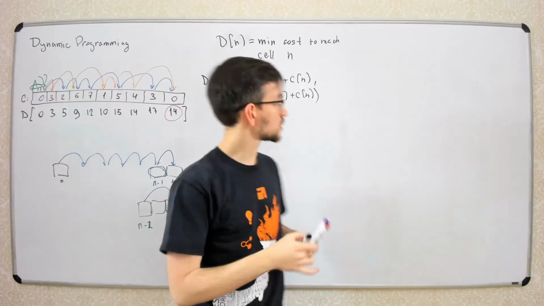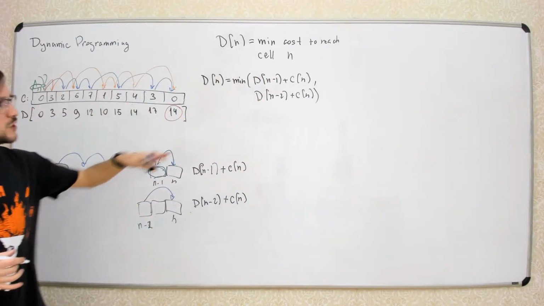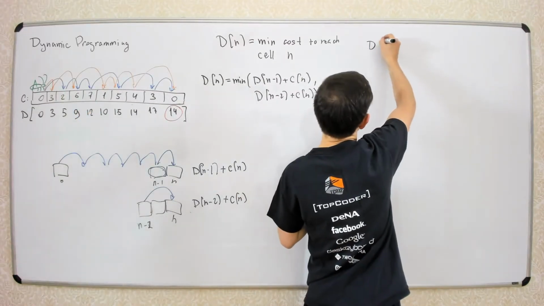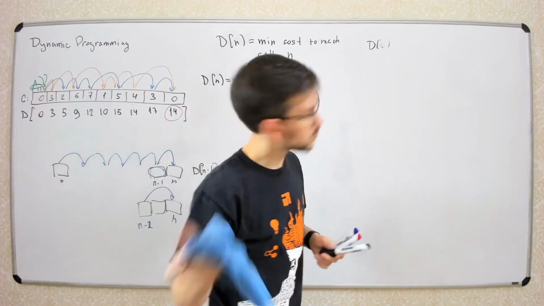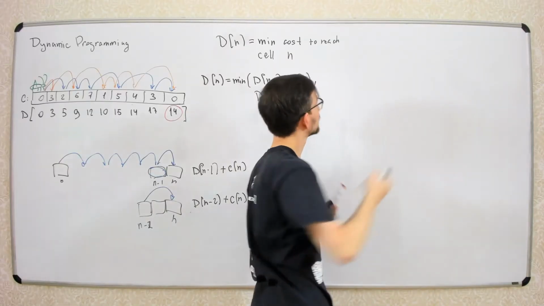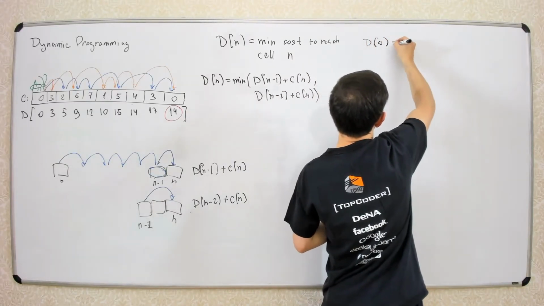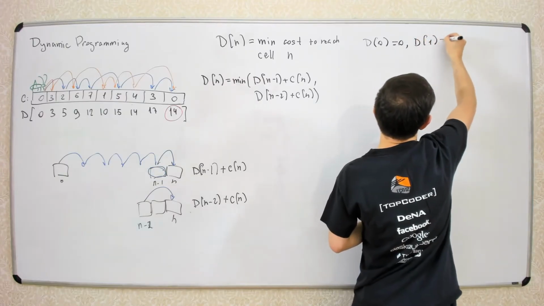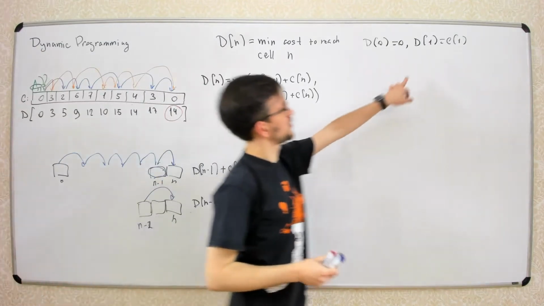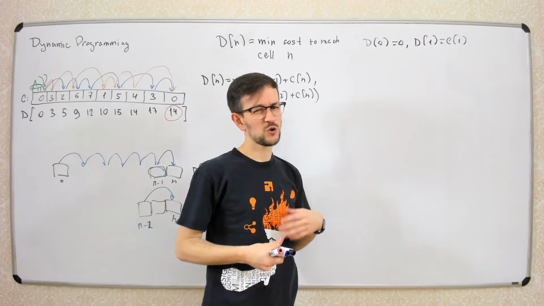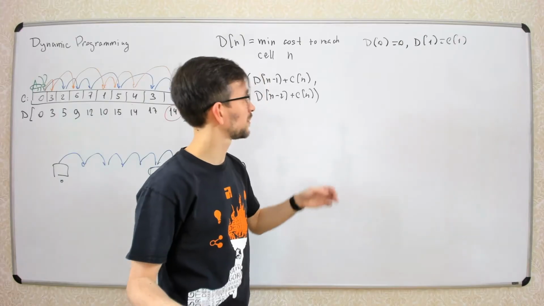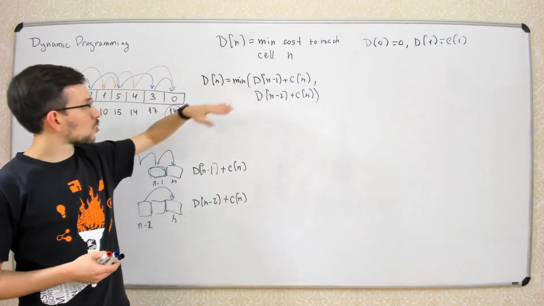So the code is pretty simple. Here I use two previous values, so I will calculate the first two values by hand. So d of 0 is 0 and d of 1 is equal to c of 1. Again, we will avoid this situation later. Usually you don't want to initialize more than one initial state, but that's fine. And now we iterate for all values of n.